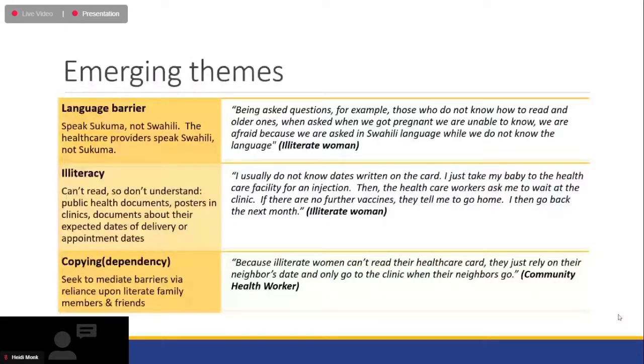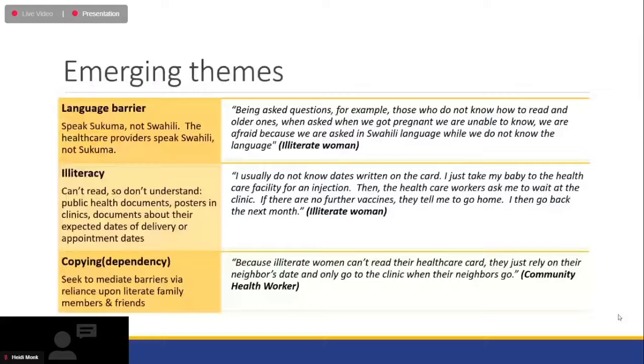So, we conducted a qualitative study as part of our equity study, and we came up with three emerging themes. One of them is language barrier. As I have said before, illiterate women in the context of our study were those women who can only speak Sukuma due to lack of formal education. If they can only speak Sukuma, it creates a gap between them and the health provider.